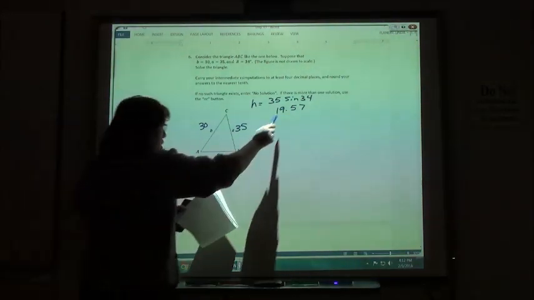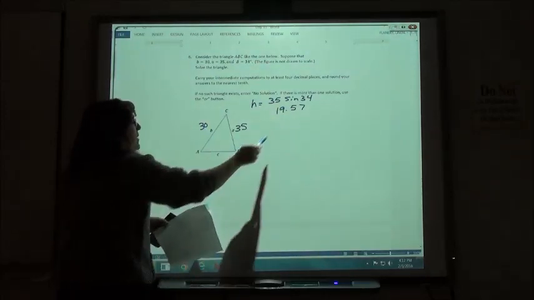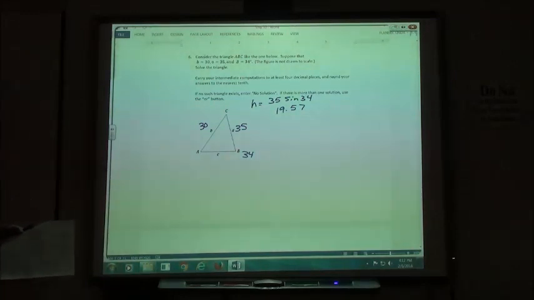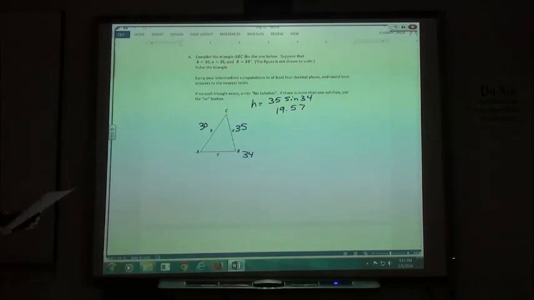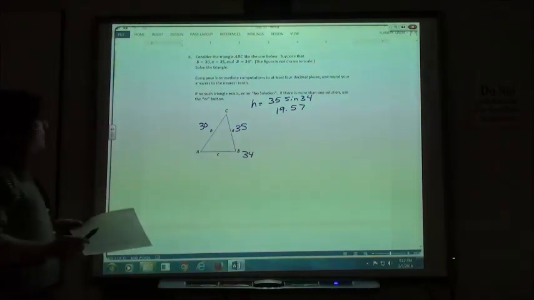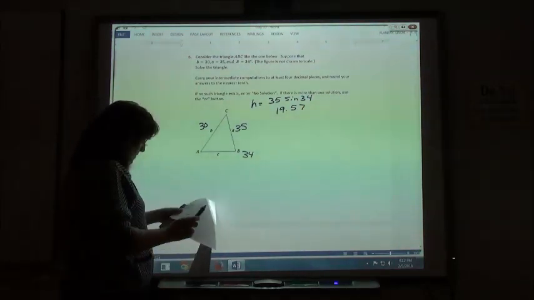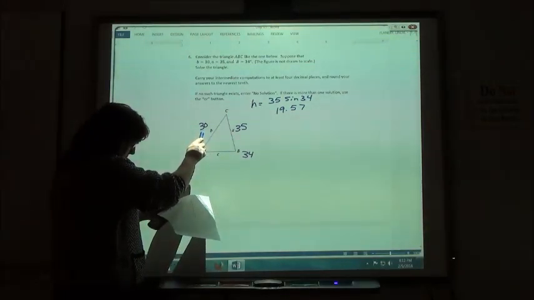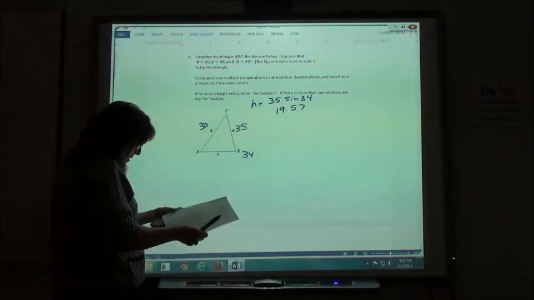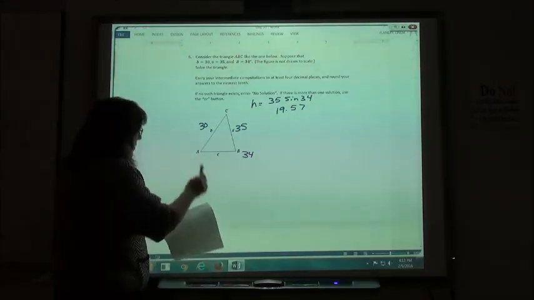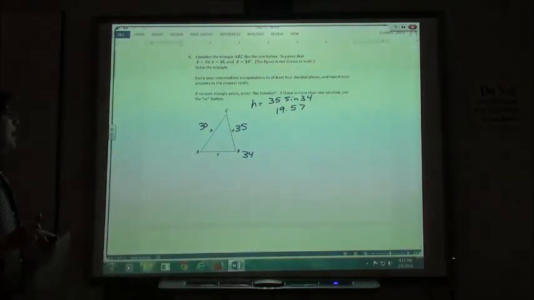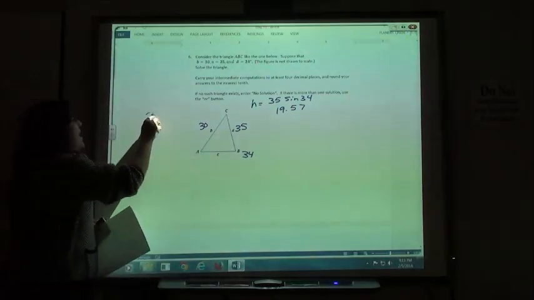Is h greater than the opposite? No, h is not greater than the opposite. 19 is not greater than 30. So we know we don't have 0 triangles, which probably means we have 2 triangles, but we'll look at our test. Is the opposite side greater than the adjacent side? The opposite side... I think I wrote that down wrong. It should be: is the opposite side less than the adjacent side?